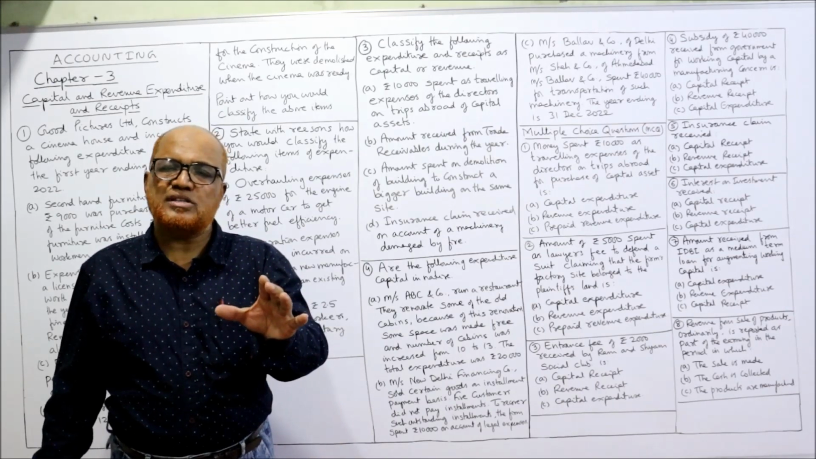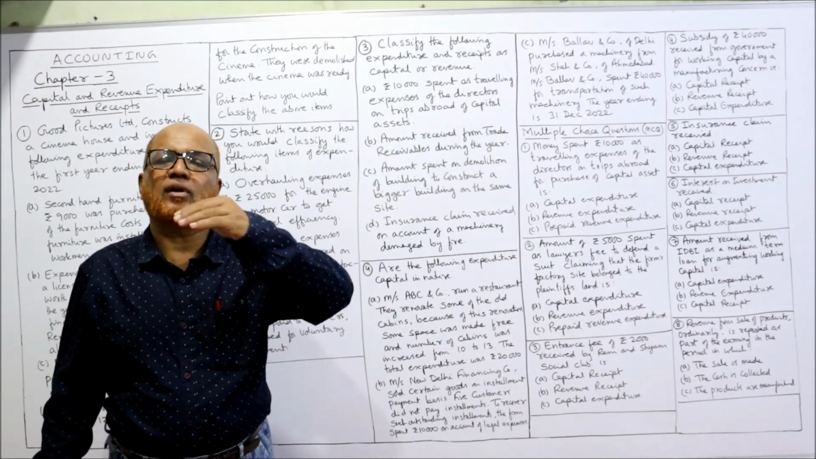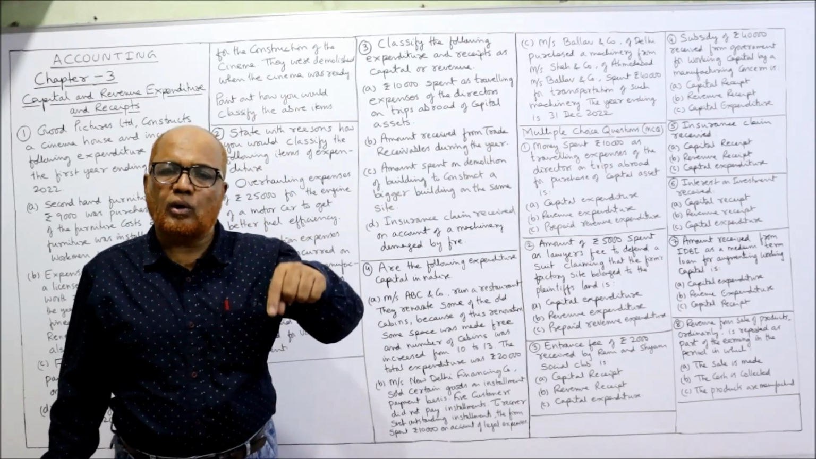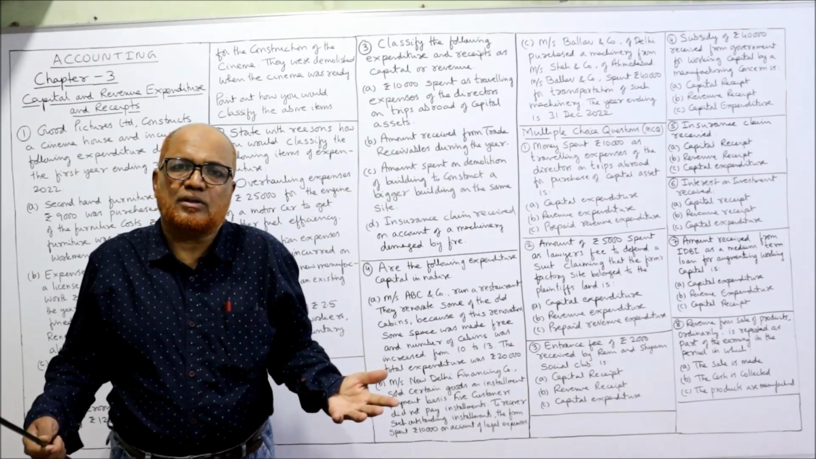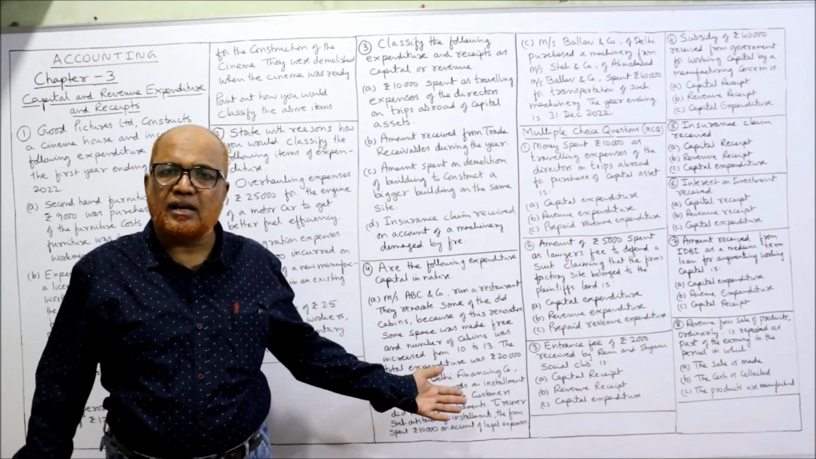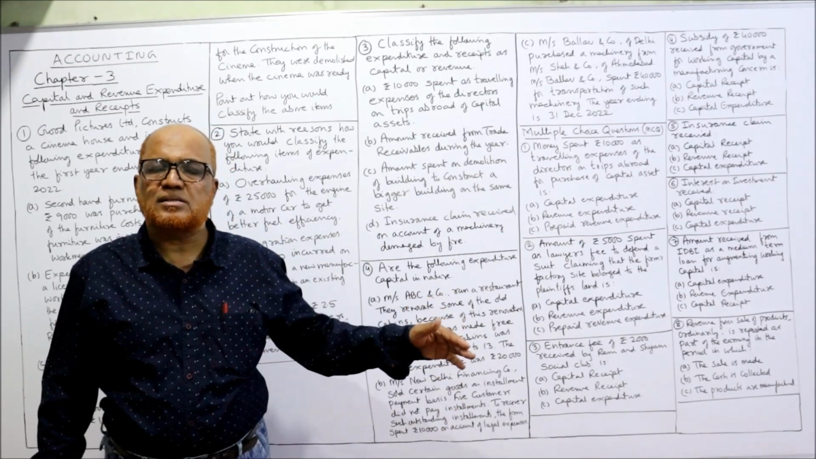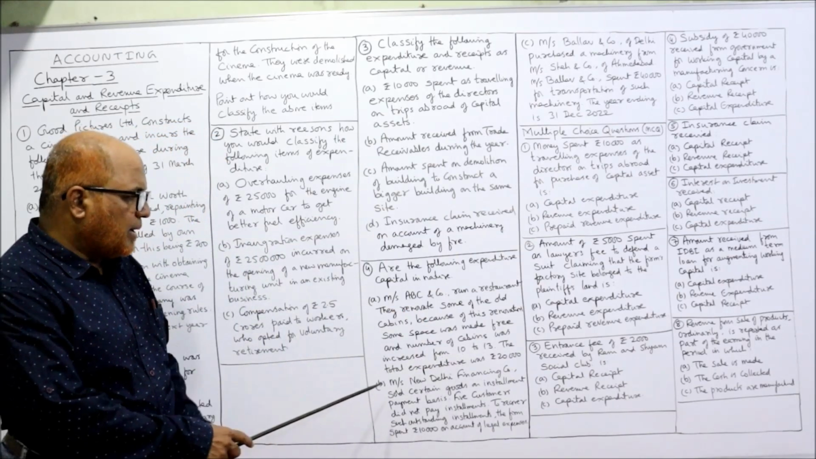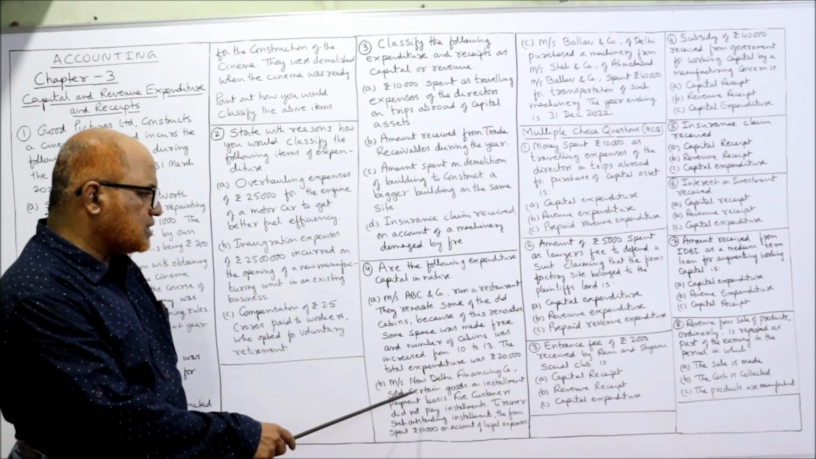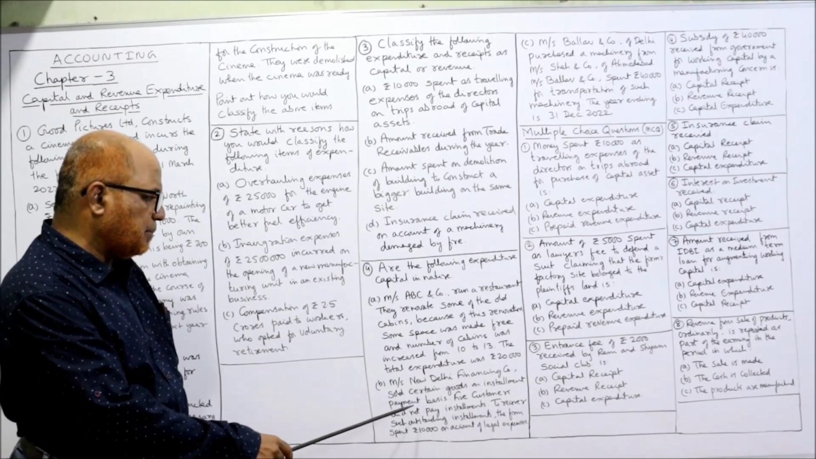Capital expenditure means any expenditure that will give benefit for a number of years, not only during the current year but also in the coming years. Then it is a capital expenditure. Here, our cabins are increased, so earning capacity will also increase in future. Capital expenditure.